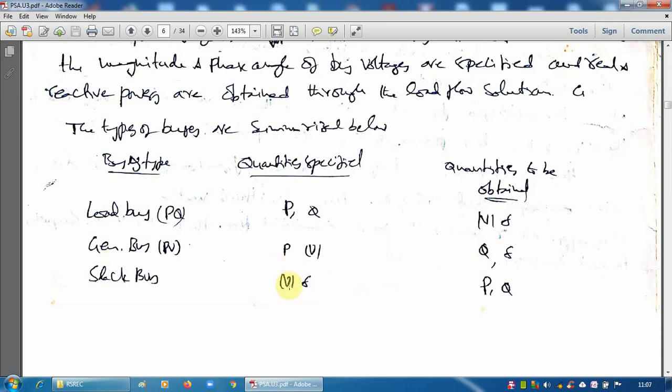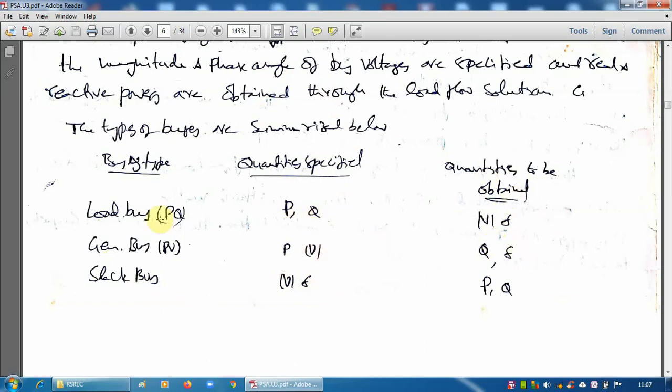If in addition to the voltage magnitude, voltage angle is given, that bus is called slack bus. So like that, this is the conclusion of what we discussed so far. The quantities given are specified at the buses, and the remaining two quantities are to be obtained. These are the quantities given, these are the quantities obtained.